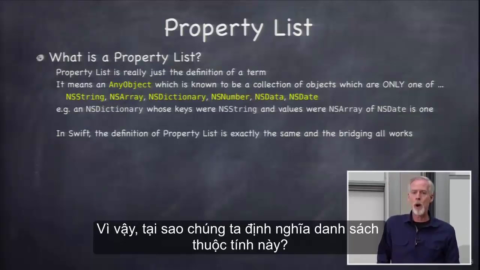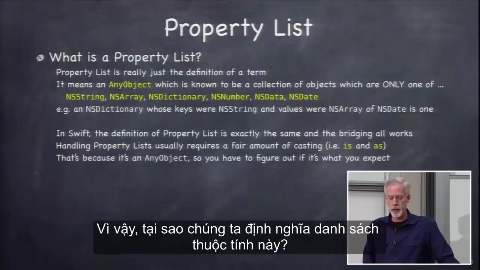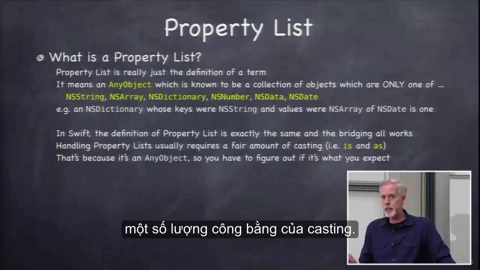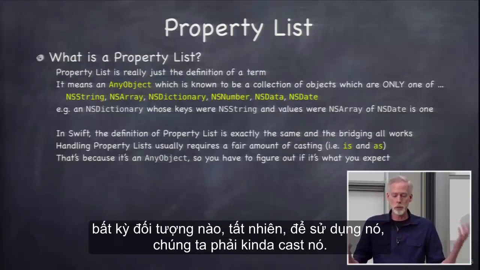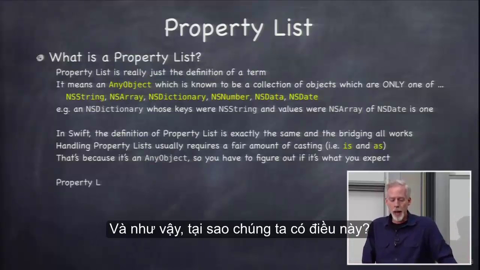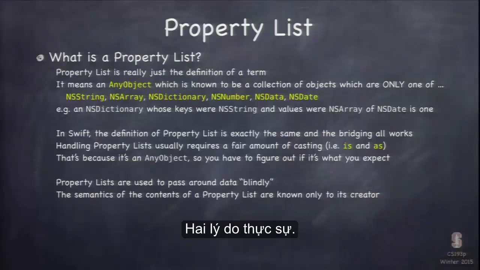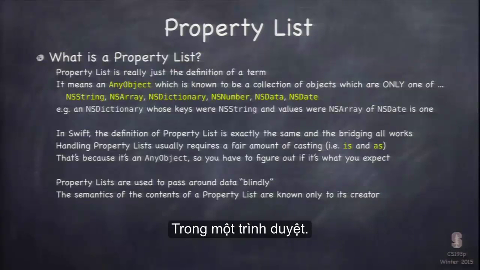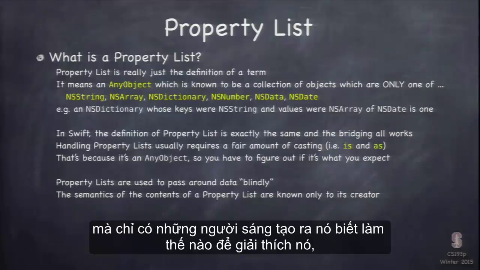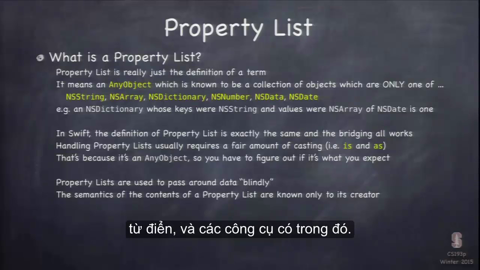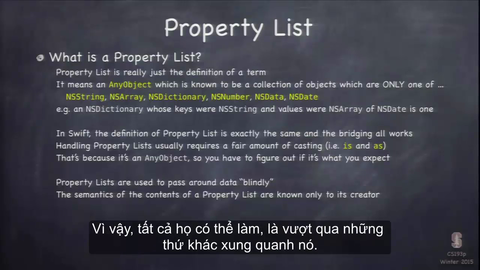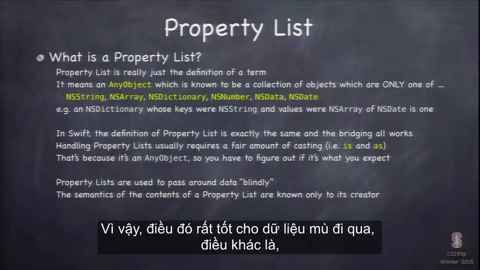So why do we define this property list thing? It's an AnyObject. It's kind of unwieldy because you have to do a fair amount of casting, ising, and asing, because to use an AnyObject, we have to cast it. So why do we have this thing? Two reasons, really. One, property list is used to pass data around blind. It's like a cookie in a browser or something. It's a bundle of data that only the creator of it knows how to interpret, because only they know what strings, arrays, dictionaries, and stuff are in there. But to everyone else, it just looks like AnyObject, so they don't know what it is. So all they can do is pass it around to other things. So it's good for blind data passing.